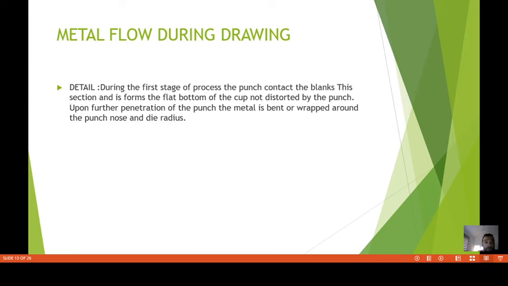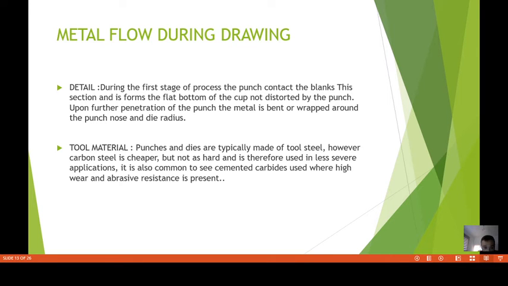Metal flow during drawing. First one is detailed during the first stage of the process. The punch contacts the blank and this section is formed. The bottom of the cup destroys the bench of the punch. The metal is bent or wrapped around the punch.